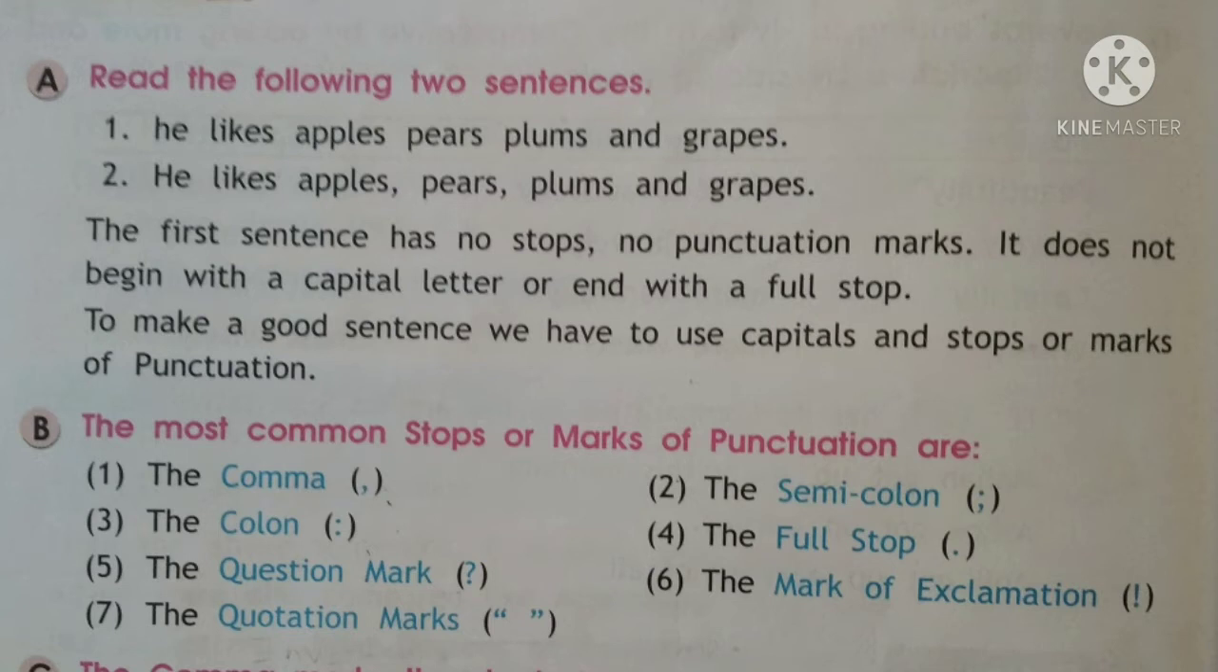The most common marks of punctuation that we use when we are writing sentences are: the first one is the comma, the second, the semicolon, third, the colon, fourth, the full stop, fifth, the question mark, sixth, the mark of exclamation, and the seventh is the quotation marks. Now we will try to understand all the different punctuation marks in a little more detail.